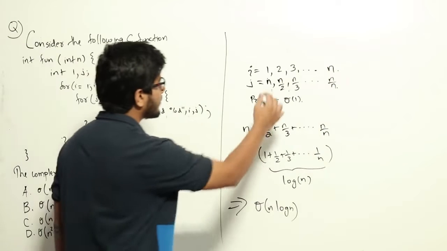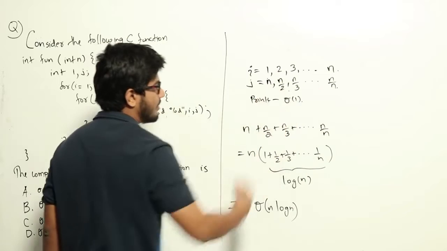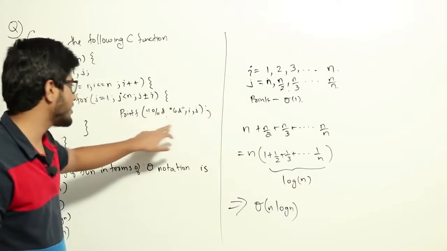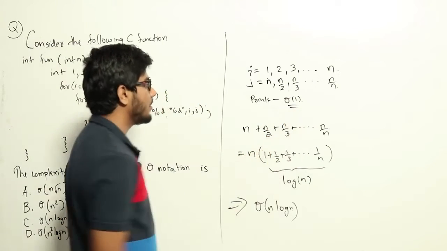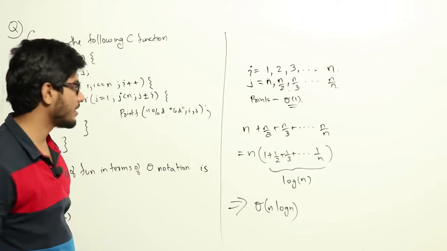So for each i, I have written how many times the loop for j will run, and each time in that loop there will be one printf statement. Now this printf statement will take only theta one time. So let us see how many times the entire printf statement will run.